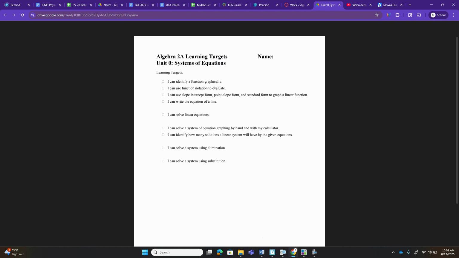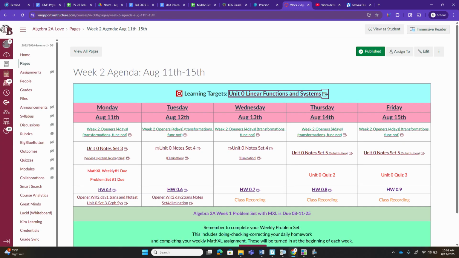If you can't do one of those, then that's where you need to be in the tutoring and make sure you got it figured out before the test on Tuesday, or actually before the quizzes on Thursday and Friday. Right? So your learning targets should be at the very top right here. It may say unit 0, or it may say unit 1, and your learning targets are there. Okay?